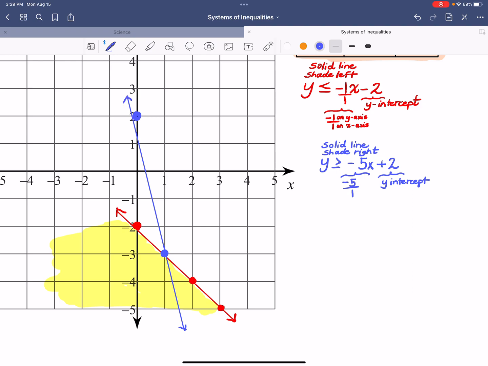And remember, this time I'm supposed to shade to the right of the blue line. So really, I just need to take out some of this shading that we don't want to include. Not all of it, sorry. So it's bounded by the blue line and it's bounded by the red line. And there's the region that we're looking for. That yellow region between the lines is where the solution will lie. So any point that is in this region is a solution of the inequality.